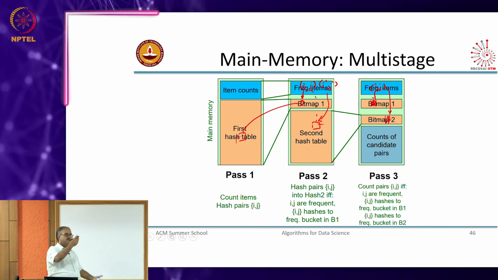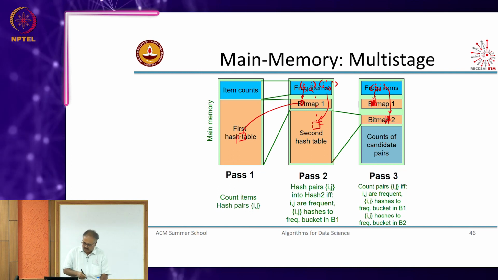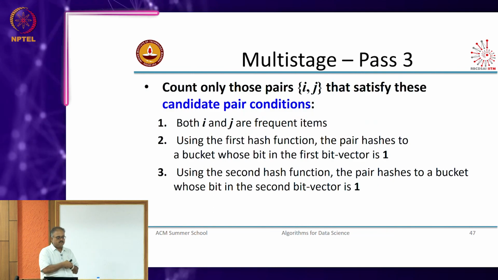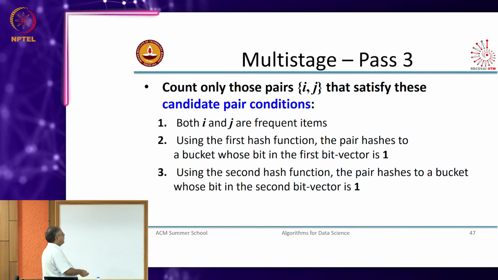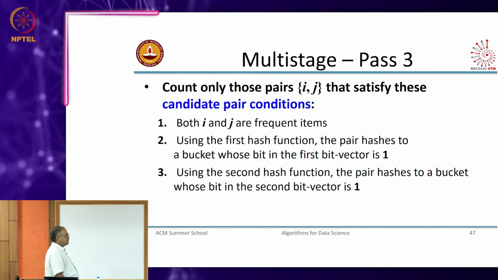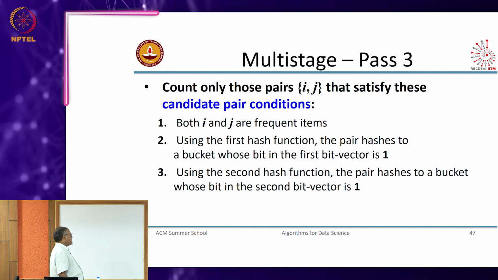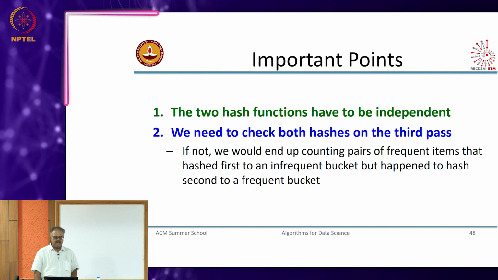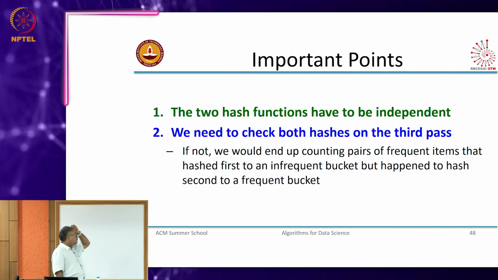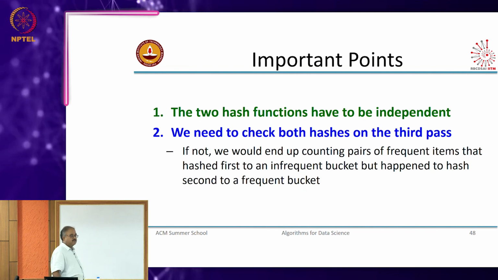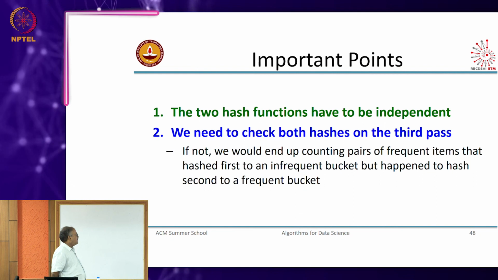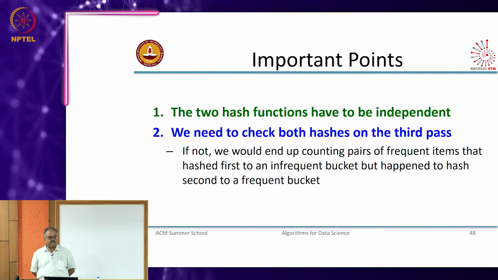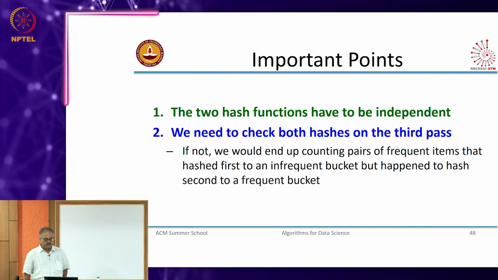Now it makes sense? All right, good. So this is basically what we have said here. Both i and j are frequent. The first hash function has to hash it to a bit that's 1. The second hash function also hashes to a bucket that has a 1. So that's basically what the multi-stage thing is. The important part is the two hash functions have to be independent, so they cause different kinds of collisions. And we need to check both hashes on the third pass. So the explanation is exactly what I told you right now.